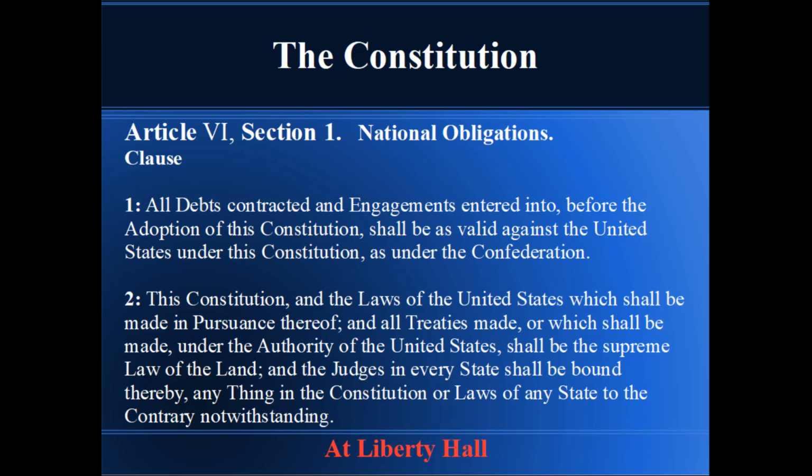Article 6, Section 1, National Obligations. Clause 1. All debts contracted and engagements entered into before the adoption of this Constitution shall be as valid against the United States under this Constitution as under the Confederation. Clause 2. This Constitution and the laws of the United States which shall be made in pursuance thereof, and all treaties made, or which shall be made, under the authority of the United States, shall be the supreme law of the land, and the judges in every state shall be bound thereby, anything in the Constitution or laws of any state to the contrary notwithstanding.